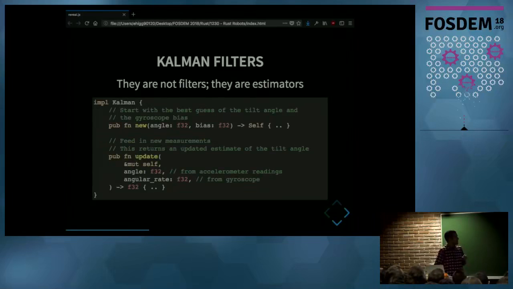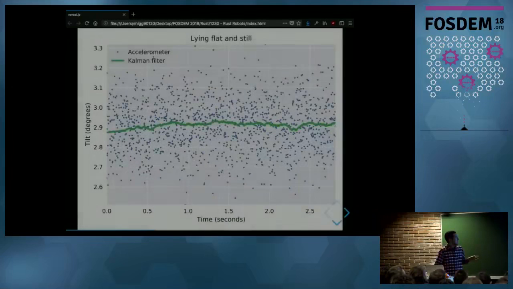Here we see a simplified interface to the Kalman filter. It has omitted some tuning parameters. The filter has to start with some initial state, which is the angle and the gyroscope bias. Then every time we have a new measurement, we are going to update this filter. What the filter will do is try to predict the next state using its previous state, and then compare that to the measurements from the gyroscope and the accelerometer, and use that information to get a better estimate of the angle.